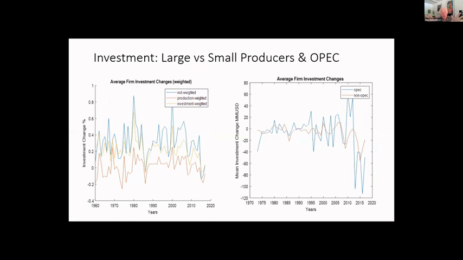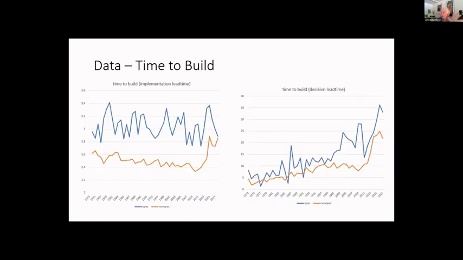Average firm, so what we've done, and what Mohammed has done, is taken the average firm and asked, what's their behavior? And so we aggregate them. As you can see, we've not weighted them, and we've weighted them by production and investment. Again, huge swings and differences in investment changes. And here you see the OPEC investment changes, pretty significant swings. I'm just trying to point out the obvious things that we know now.